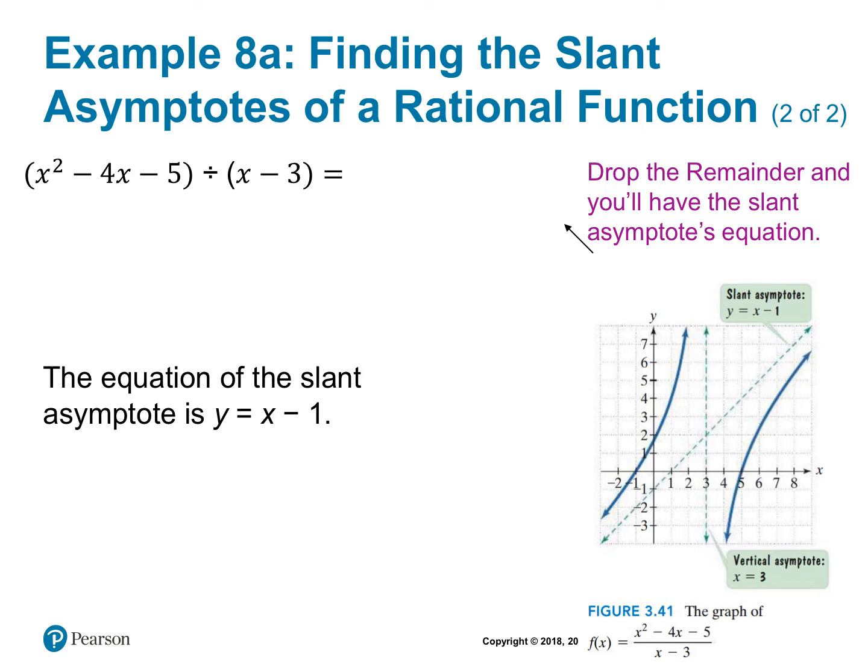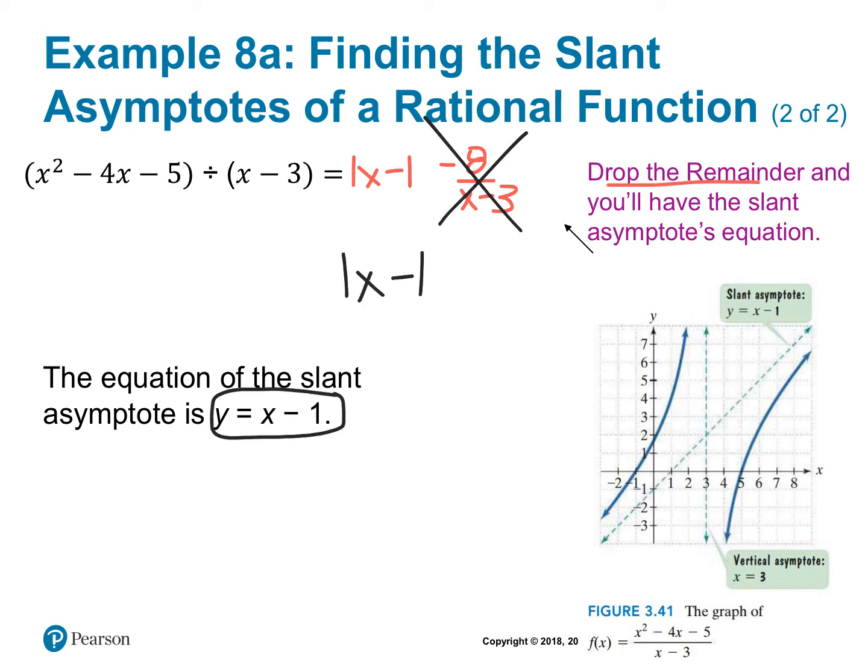Okay, so we just said that when we did this, we got 1x minus 1 minus 8 over x minus 3. If we drop the remainder, then we're going to have the slant asymptote's equation. So we're just going to ignore the remainder, which leaves 1x minus 1, or you could just say x minus 1. And to graph that, this is the y-intercept, and our slope is whatever's in front of the x, which is just a 1.